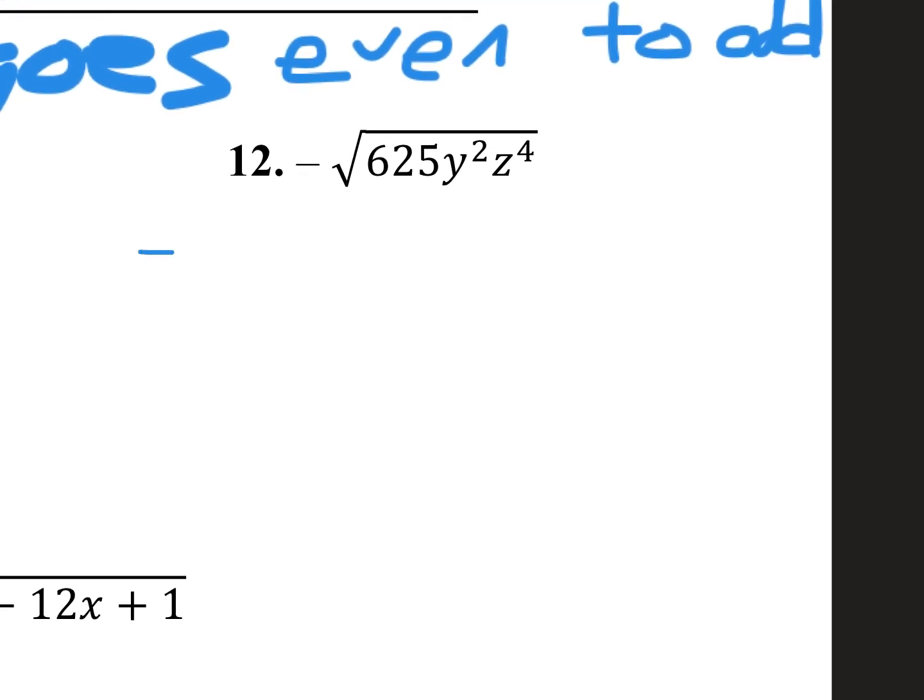All right, 625 is 5 to the 4th. If you do the tree diagram, you get 5, 5, 5, 5. So 5 to the 4th, I divide the 4 by the invisible 2, and I get 5 squared, y, and then z squared, and now we have to figure out, did anything go from even to odd? So I'm going to simplify 5 squared, that is 25. The exponent for y went even to odd, but the exponent for z went even to even.